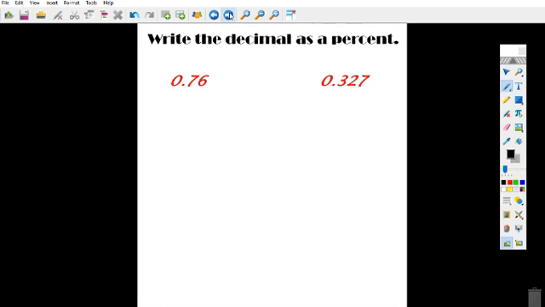So next one, I want to write the decimal as a percent. I do the opposite. I'm going to move the decimal 2 places to the right. So here I go 1, 2. My percent is 76%. My percent here would be 32.7%. All right?